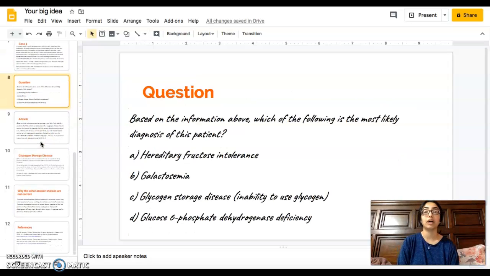The question we were asked to look at was, based on all the information that we read, which of the following is the most likely diagnosis of this patient? We were given 4 options and we had to choose one. A, hereditary fructose intolerance; B, galactosemia; C, glycogen storage disease, or the inability to use glycogen; or D, glucose 6-phosphate dehydrogenase deficiency.